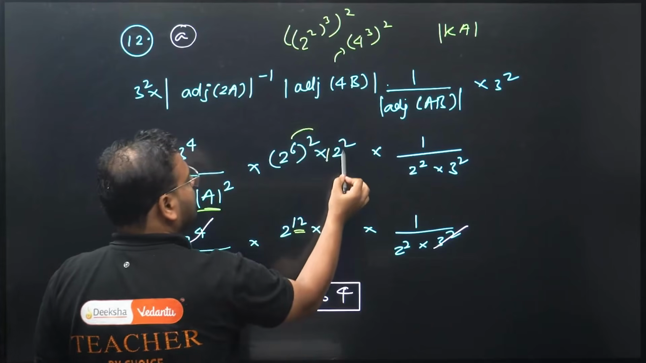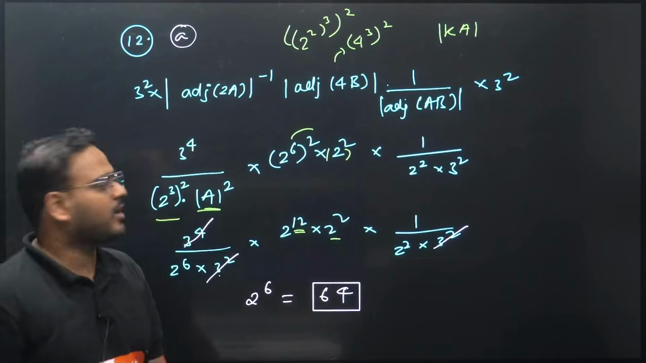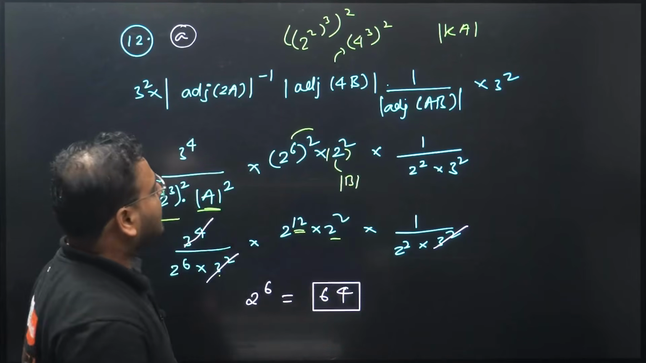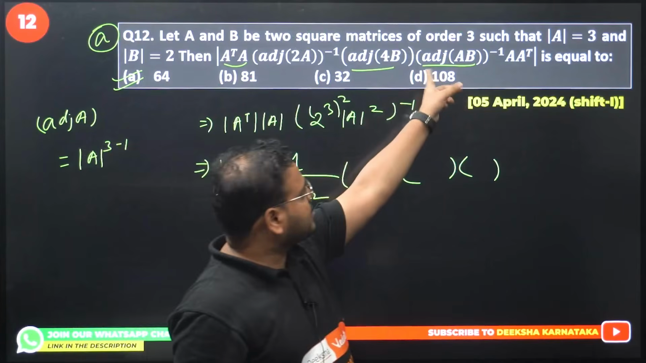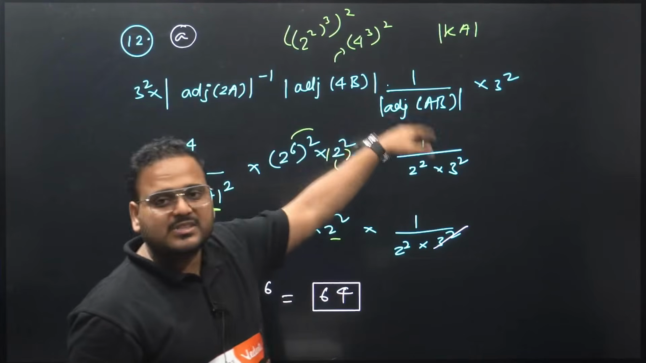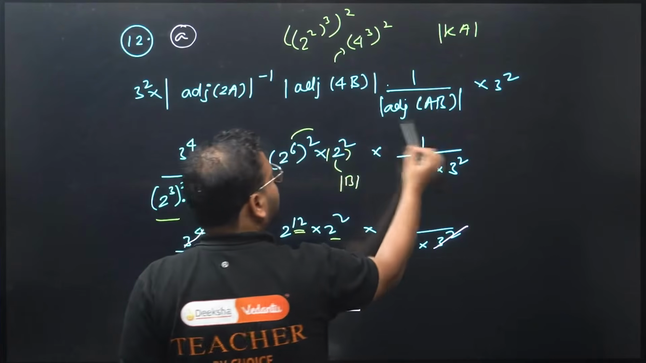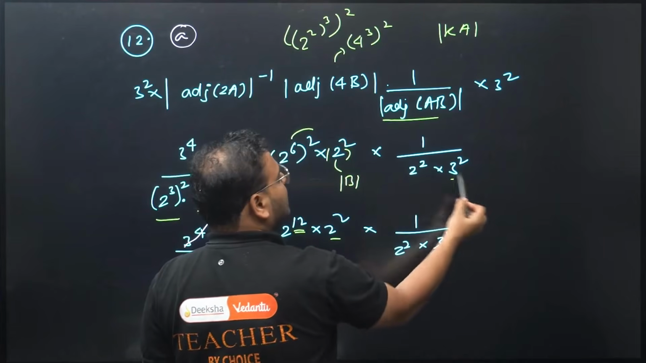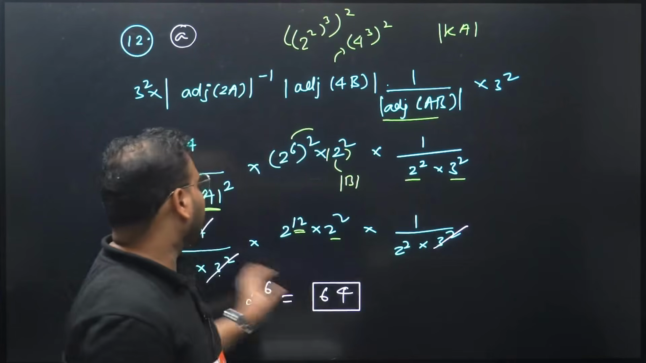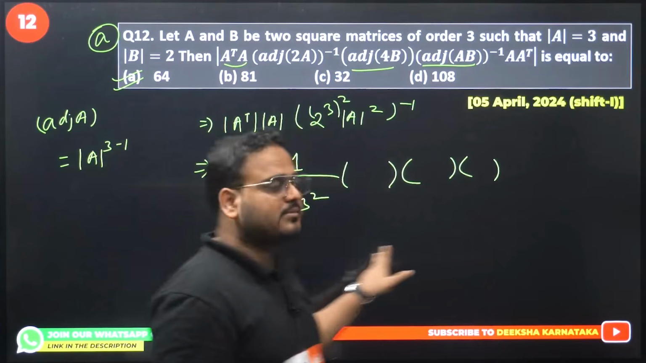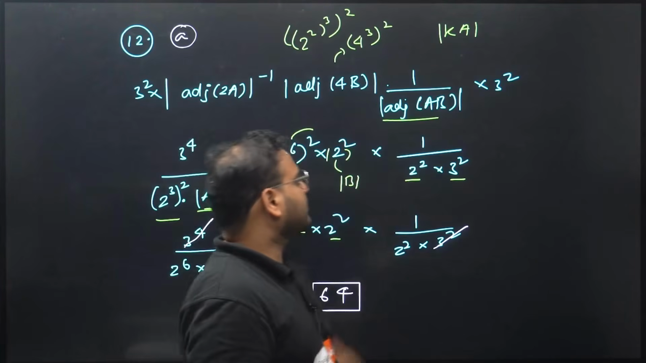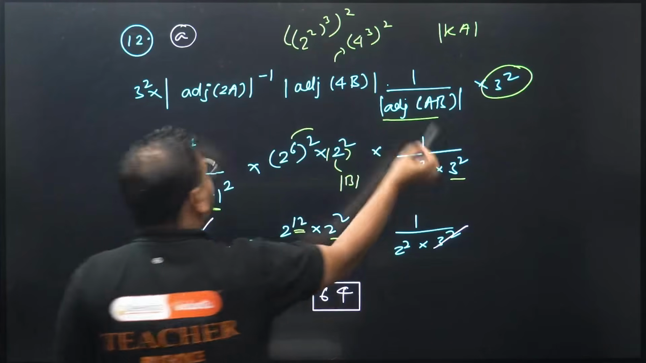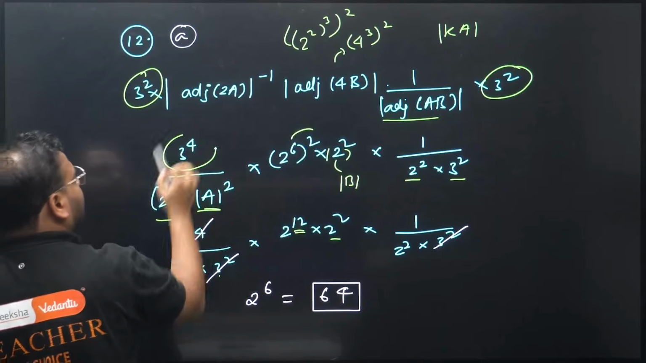Determinant of B is what? 2. So 2 square. Got it? What does this value represent? Determinant of B. Okay, and the last one again the same thing. We have inverse of adjoint of AB. So inverse means in the denominator will come adjoint of AB. Okay, adjoint of A into adjoint of B. For A we have 3 square, for B we have 2 square, and again we have the last one, A transpose, that becomes the same as the previous case, 3 square. Okay, this is 3 square. I've taken this 3 square and this 3 square together to write here 3 power 4.